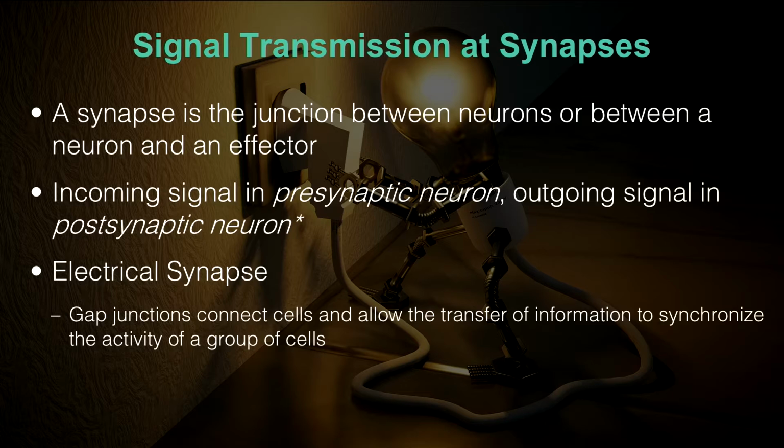So benefits here are it's pretty fast, and it allows uniform conductance. All the cells that are connected will essentially depolarize at once. And they do it really quickly because of the gap junctions.